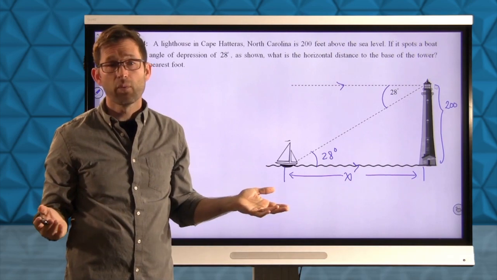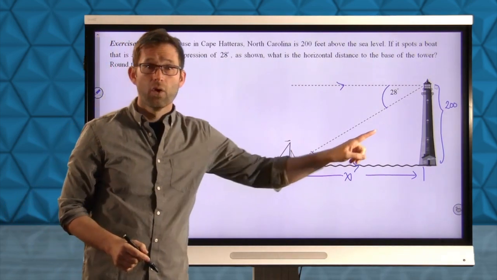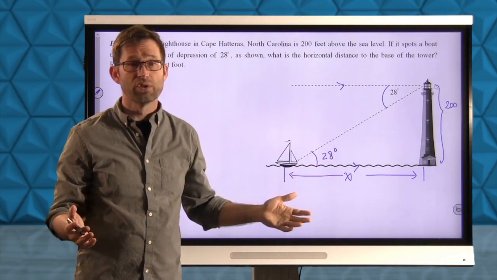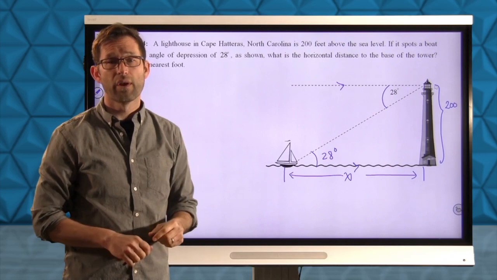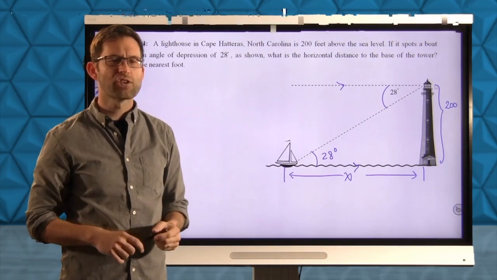And now we have everything we need. We've got the angle in a right triangle. We've got a side length that we know. We have a side length that we want. We just need to solve. Pause the video now and see if you can figure out how far this boat is from crashing into the shore.